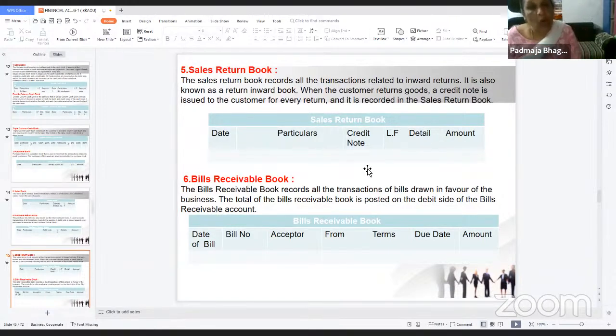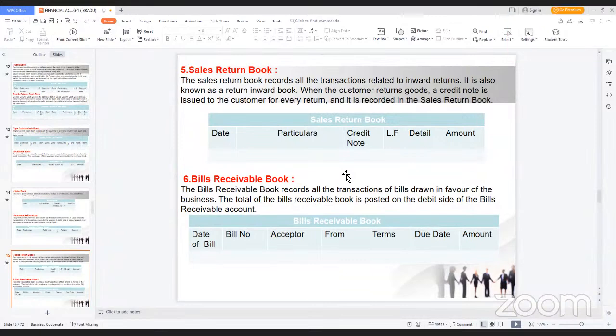Bills receivable. Whatever bills you get, drawn in favor of the business. If you are supplying raw material, you have given the raw material first on credit, and then the party will pay later. That is a bill receivable. All those transactions you will write in a separate book, the bills receivable book. The total of the bills receivable book is posted on the debit side of the bills receivable account.